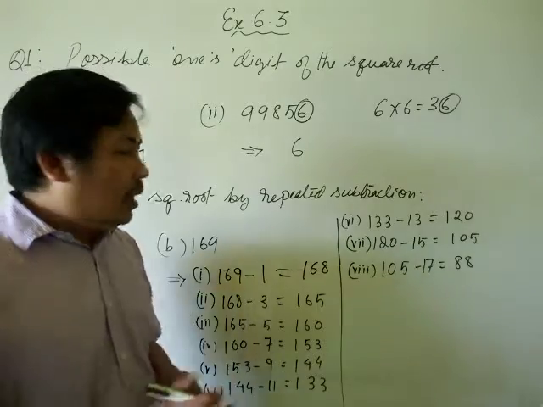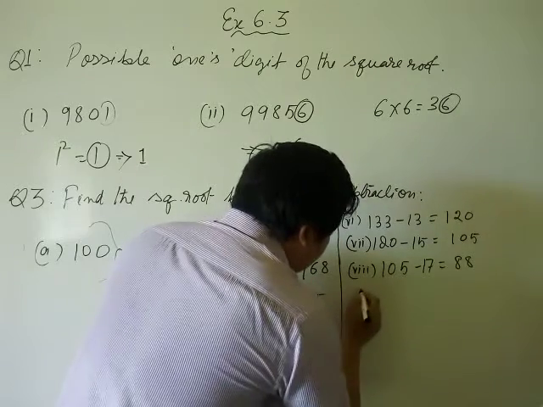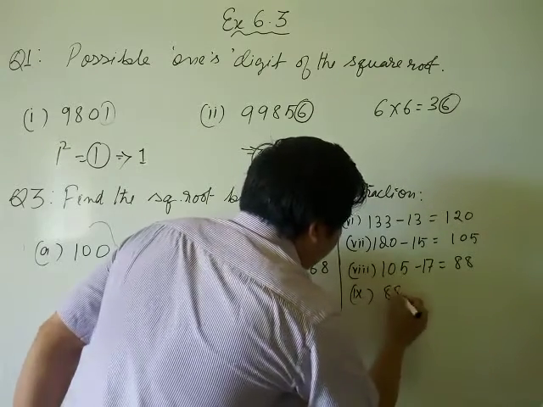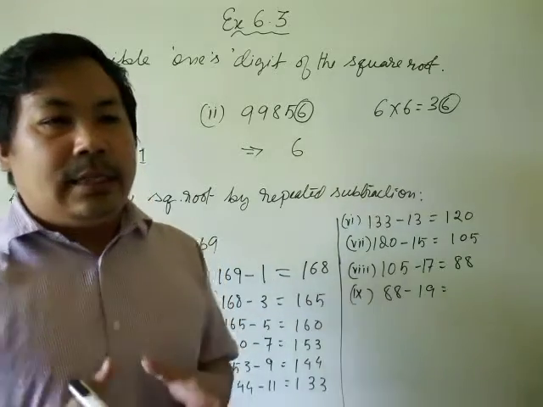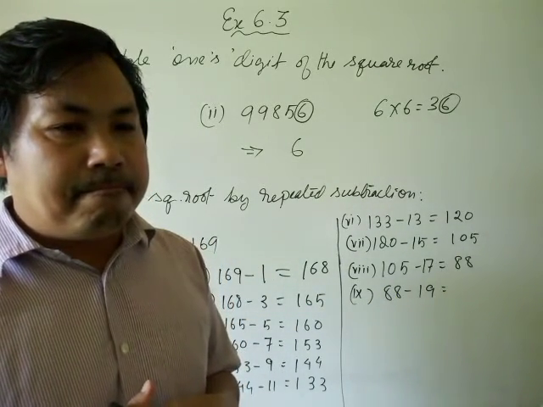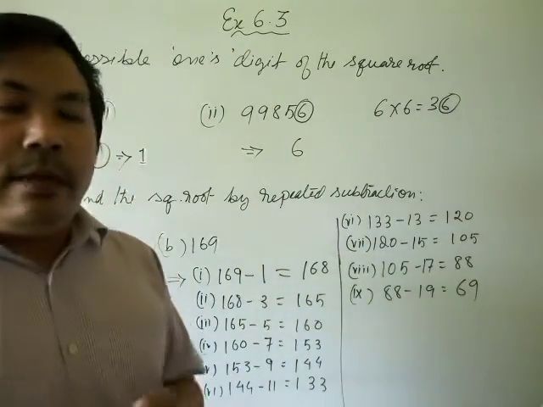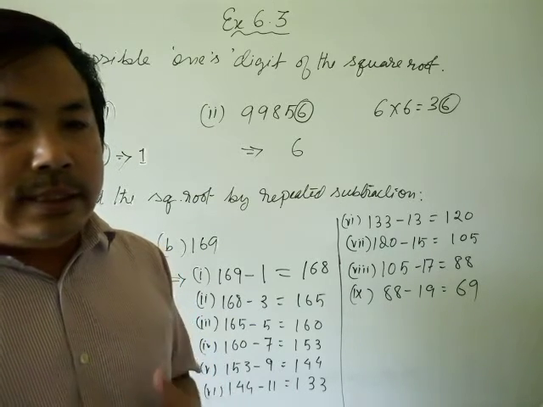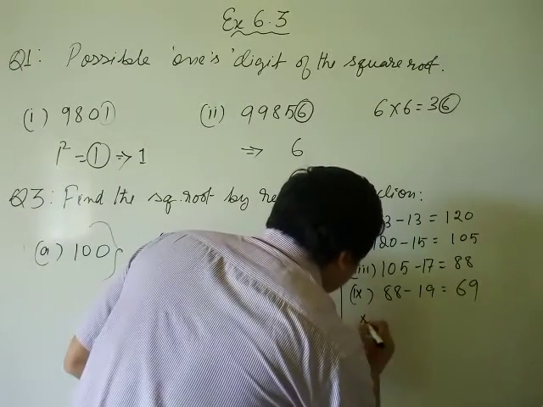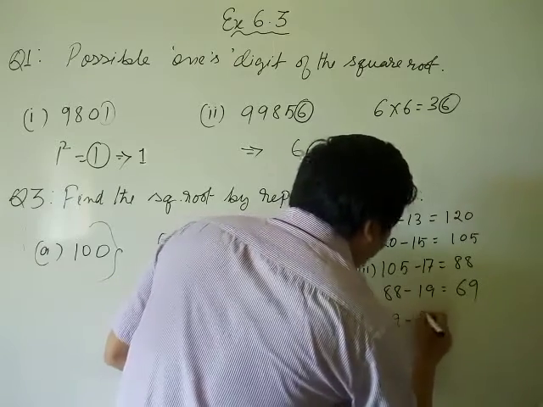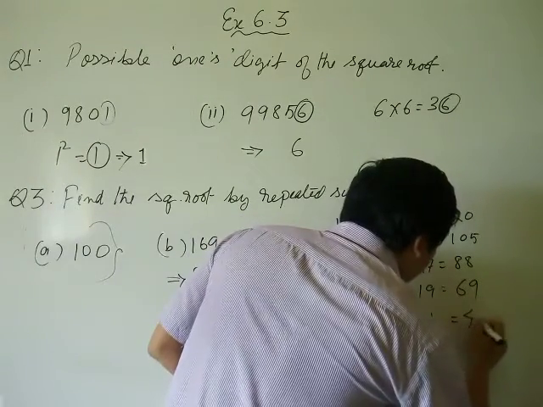Step 10: 88 minus 19, you get 69. After 69, we have another step to subtract. Step 11: 69 minus 21, the next odd number is 21. Then we get 48.